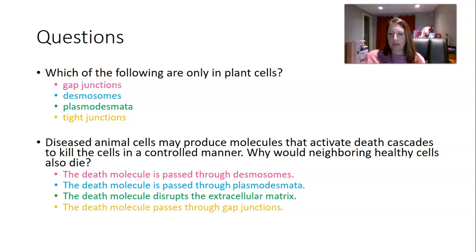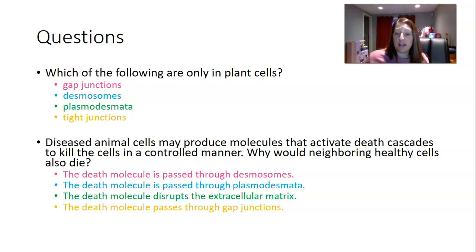So you've got a couple of cells here. You've got cell 1, let's say, and cell 2. In cell 1, something bad happened, and so it's going to go through a kind of programmed cell death. So we have this molecule called the death molecule that's going to be produced, and this cell is going to die. Why would its neighbor also die? What could happen?